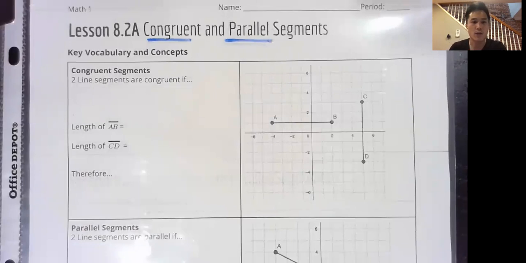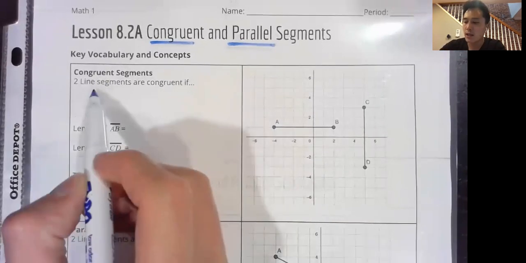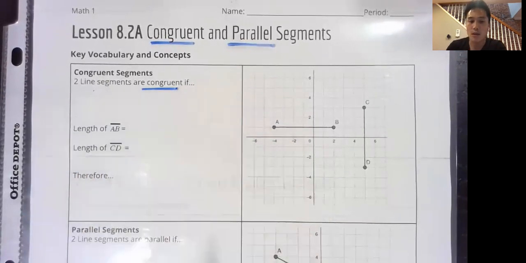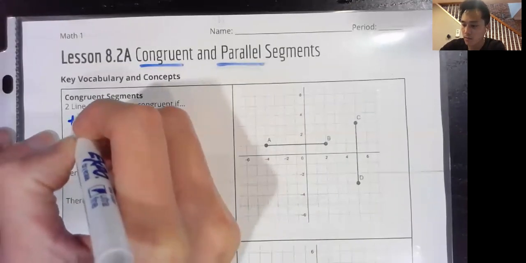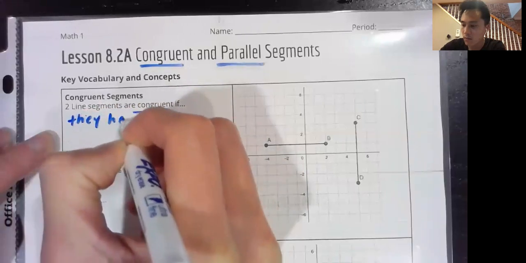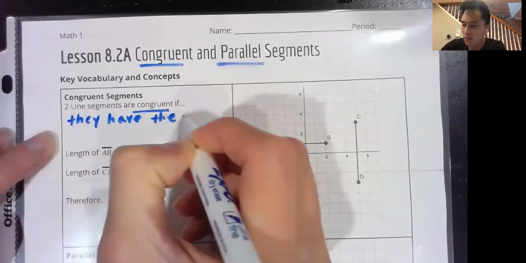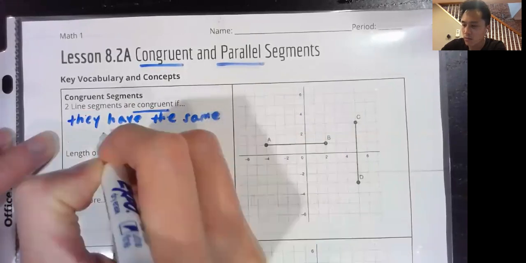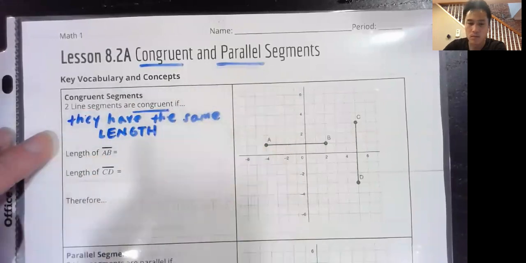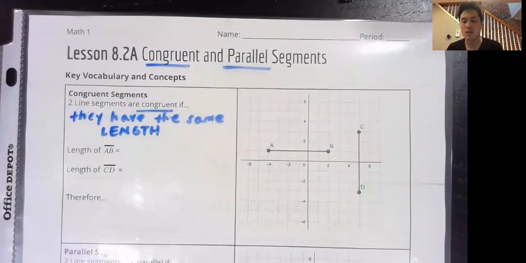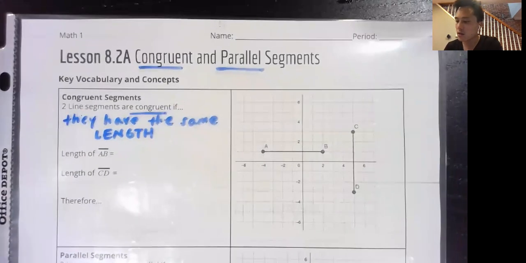Here's first some key vocabulary and concepts that you're going to be using in this lesson. Two line segments are congruent if they have the same length. So remember, congruent, in this case, for line segments, we think about length. Let's take a look at these two lines.